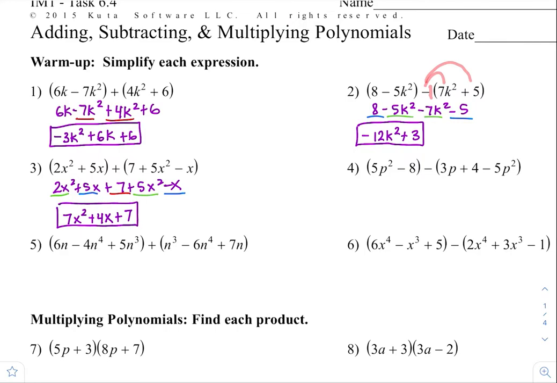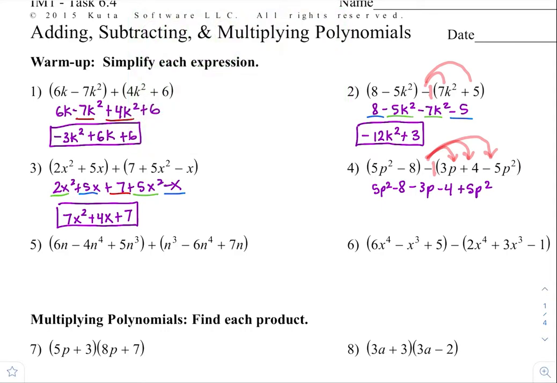Alright, number 4. Okay, so we gotta distribute that negative, so the negative 1 gets distributed to each one, right? So then this is gonna be 5p to the second minus 8. Distribute the negative to each one, so negative 1 times 3p, negative 3p. Negative 1 times 4 is minus 4. Negative 1 times negative 5p squared is positive 5p squared.